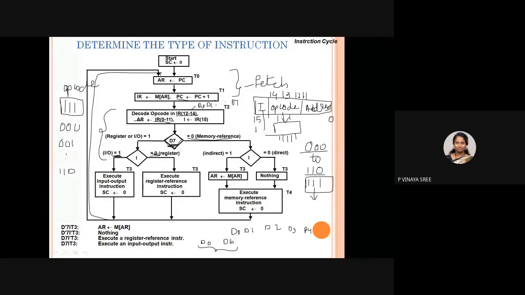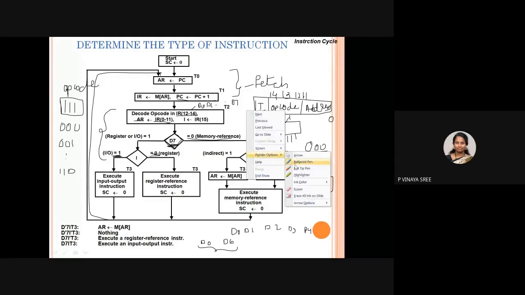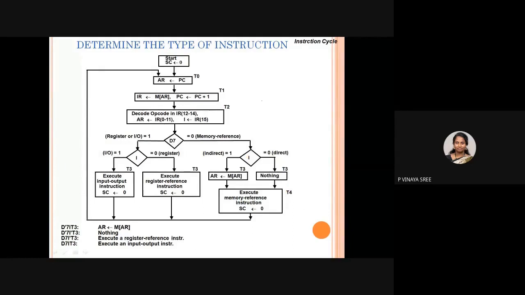Now let us come to this side. From this side, concentrate, this you must understand very clearly. Here the I bit will decide whether it is direct or indirect. If it is 0, what do we need to do? Nothing, it has to go for execution. Why? Because the address part in the instruction, we send to the address register. So the data is ready now in the address register, and we'll be executing directly.